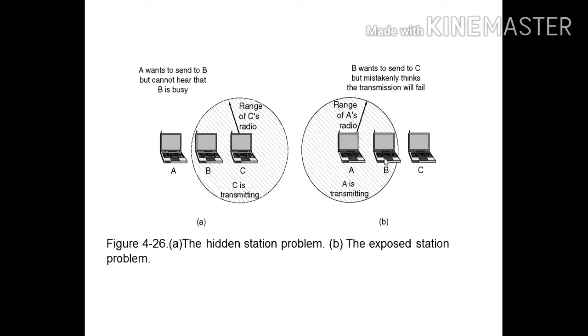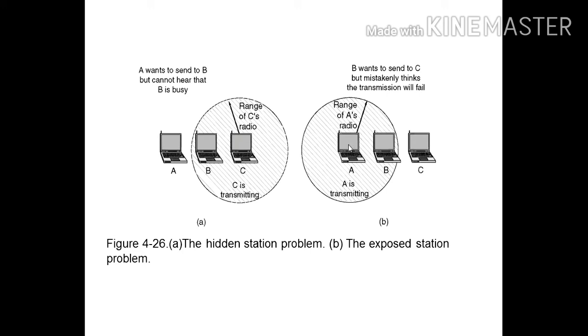B senses the medium, finds it idle, and starts transmitting data to C. At the same time, A wants to transmit to another station on this side. Suppose there is a D station, and A wants to transmit to D. A senses the medium and finds that someone is already transmitting, so it cannot transmit and needs to stay idle for some time.